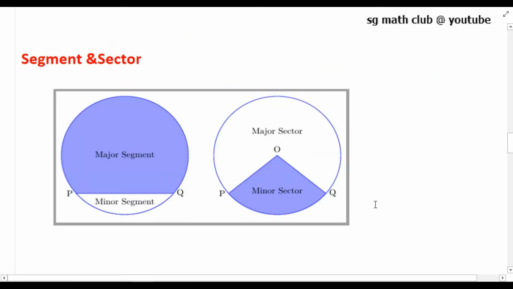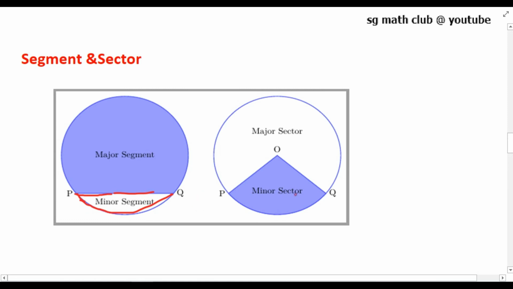The next parts of the circle are segment and sector. The region between the chord and either of its arcs is called a segment of the circle. You can see an arc here. The region between the arc and this chord is called a segment of the circle. Now we have two segments, one major segment and the other minor segment. The region between the chord and the minor arc is called the minor segment, and the region between the chord and the major arc is called the major segment.